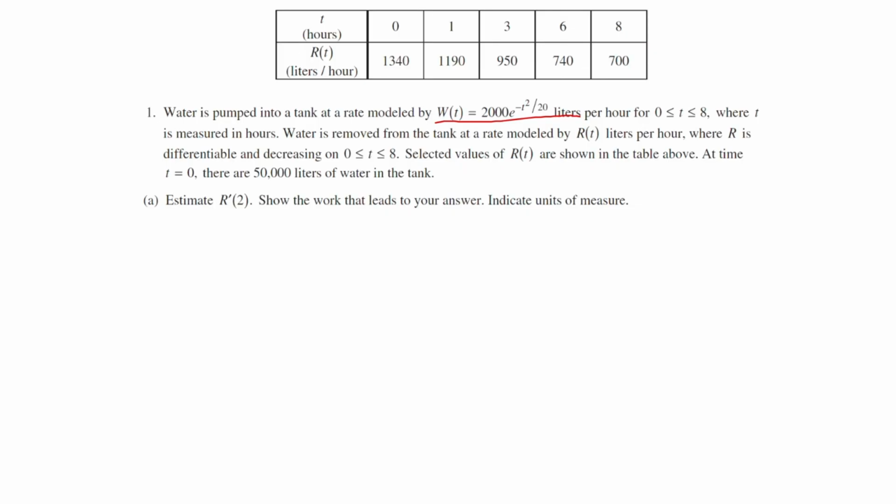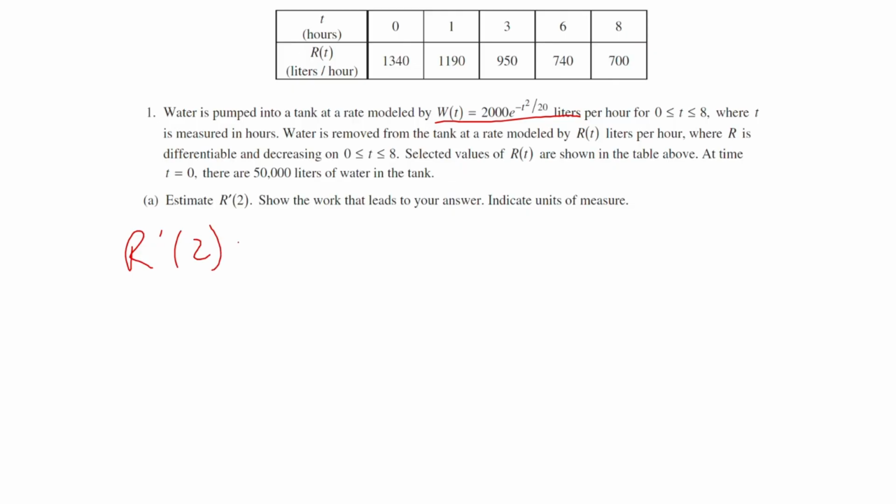And we know that r is differentiable and always decreasing, so the rate at which the water is being removed is always decreasing. It also tells us that at t equals 0, there are 50,000 liters of water in the tank. So the first thing it wants us to do is approximate r prime of 2, showing the work and putting units. r prime of 2 can be approximated most easily from the chart.